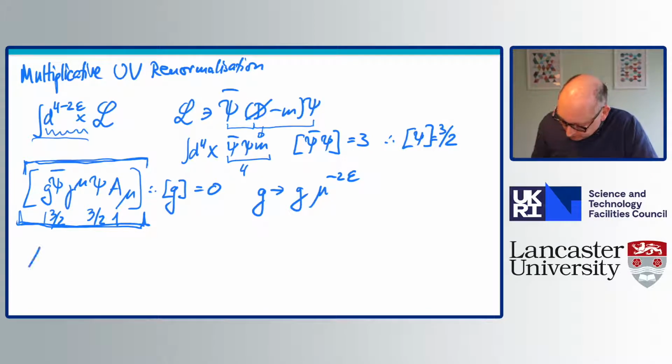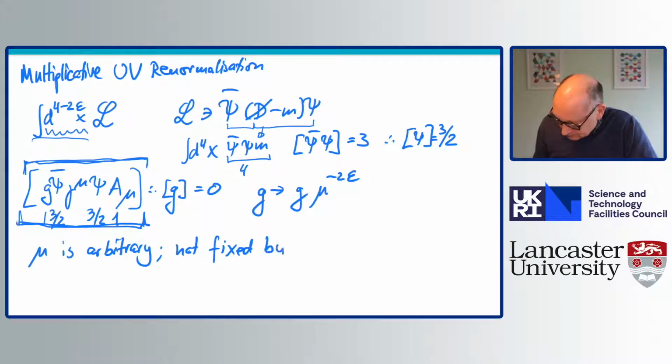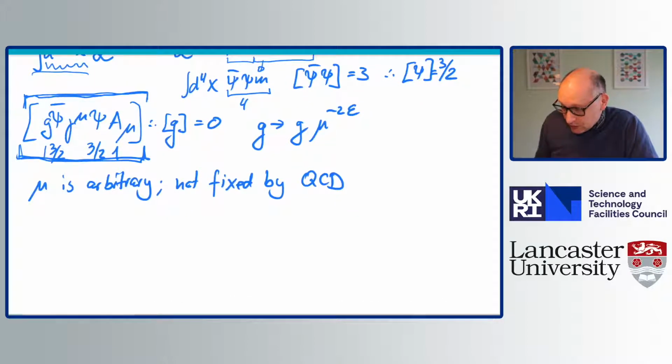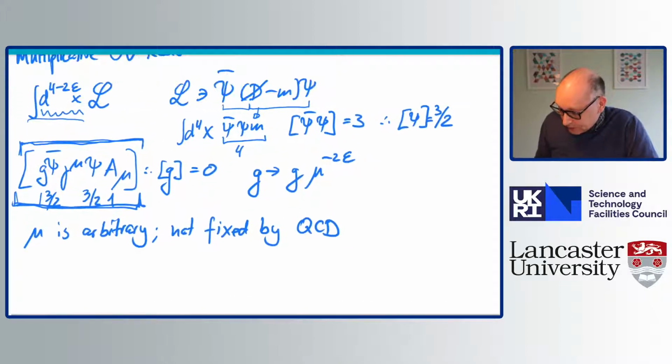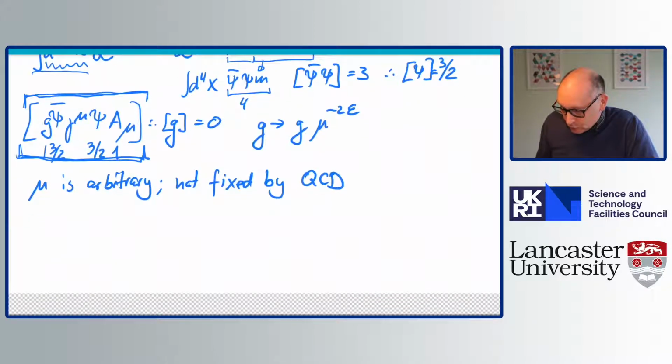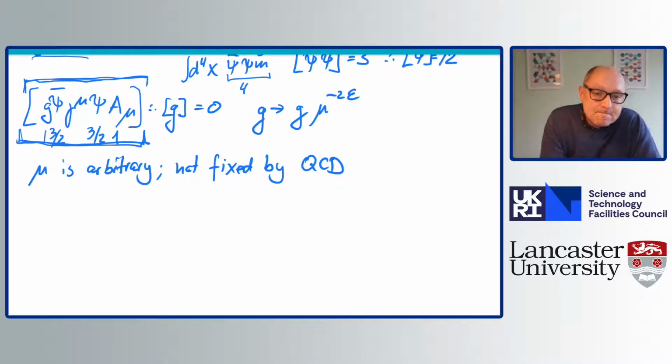Now this mu is completely arbitrary. It's not fixed by the theory. Essentially it's just used to ensure that we can organise the loop integrals to give finite results by using multiplicative renormalisation. Now let's see what this introduction of a mass scale in the coupling leads to.